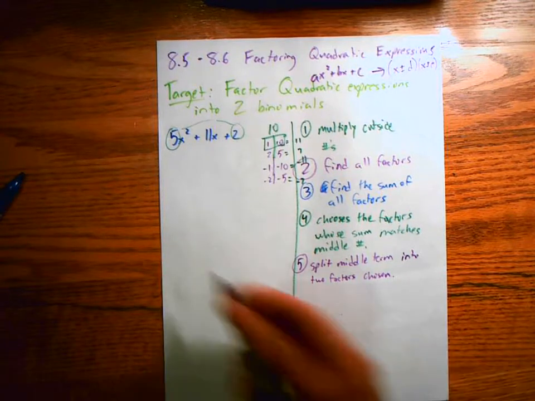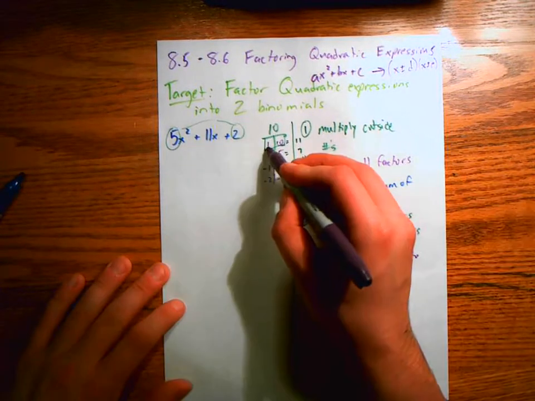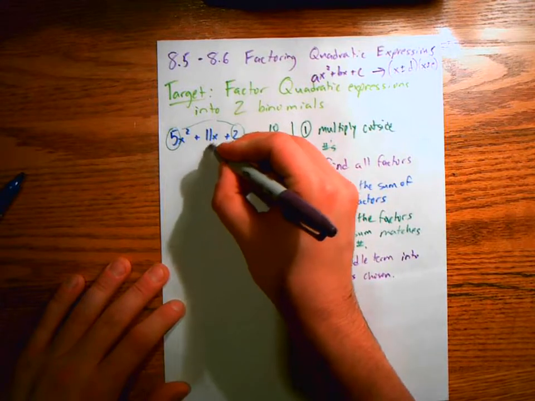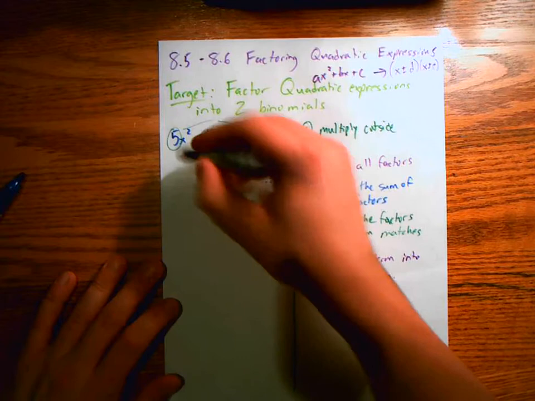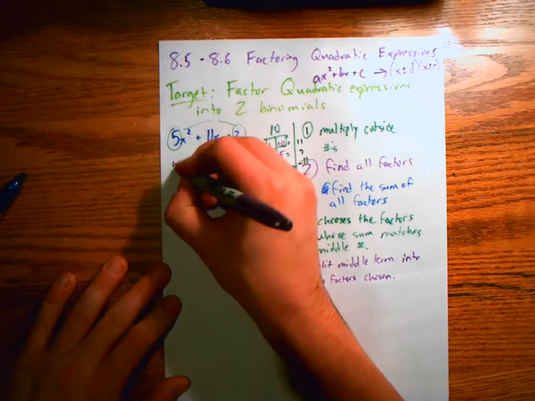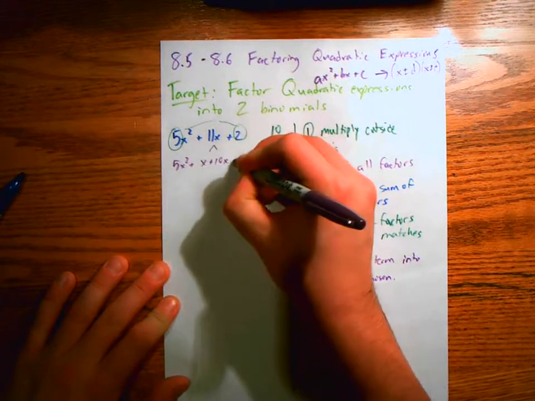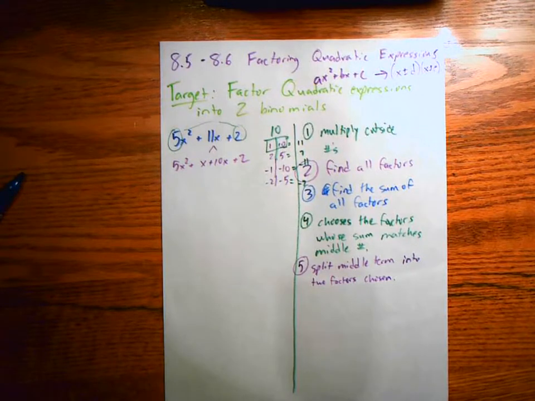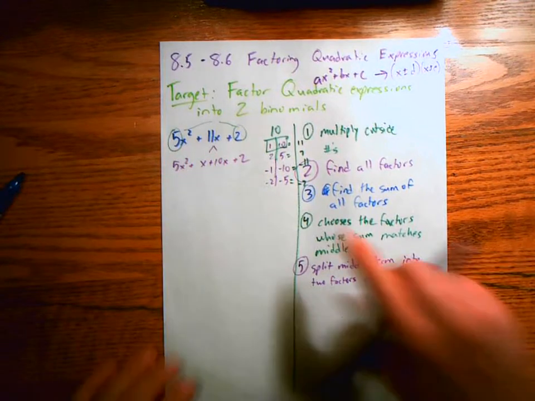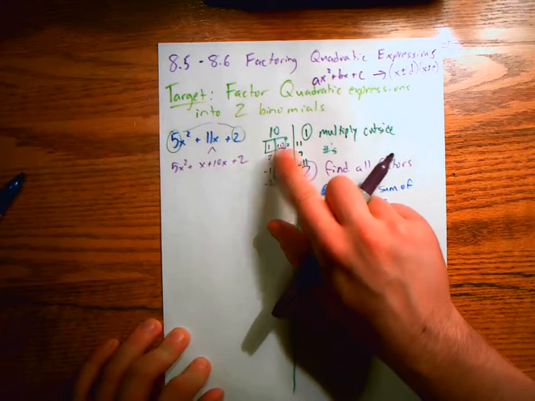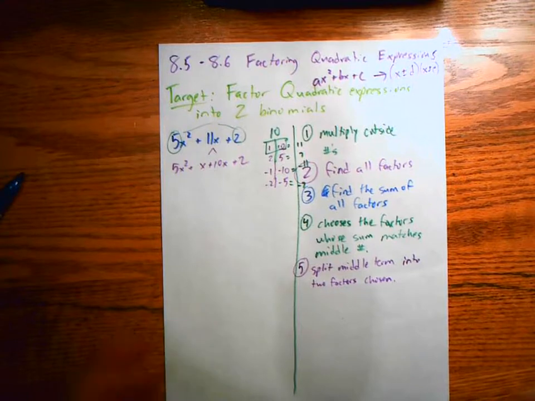So that's going to be 11x is now going to become 1x plus 10x, or just x plus 10x, and then I'm going to bring down my outside numbers, 5x squared and 2 down here. So all I've done so far to change my expression is splitting up the middle term into the factors that add up to equal 11.